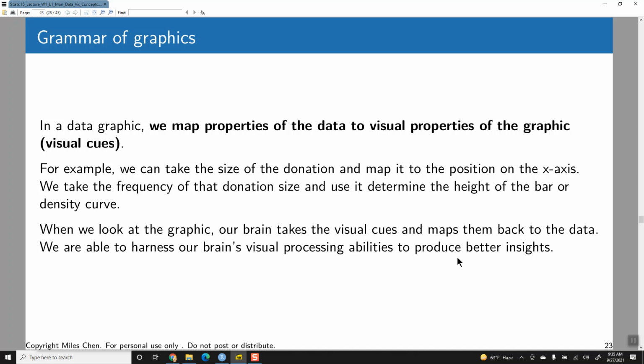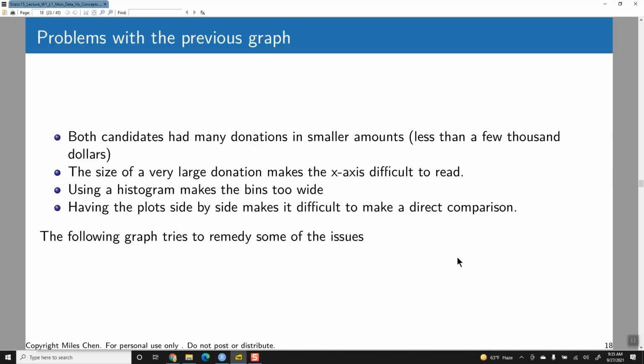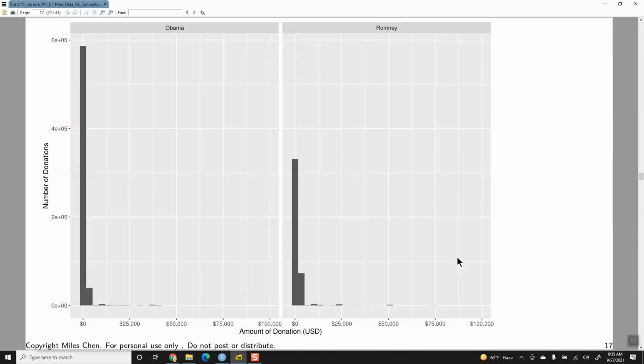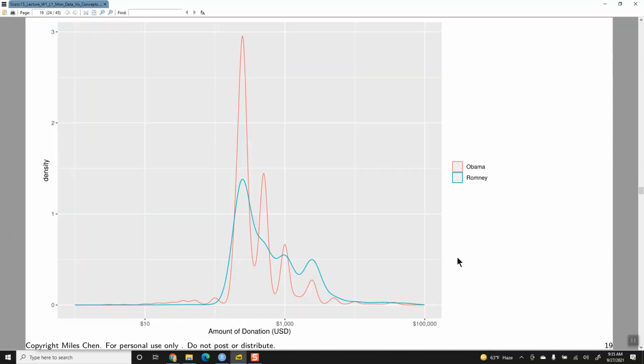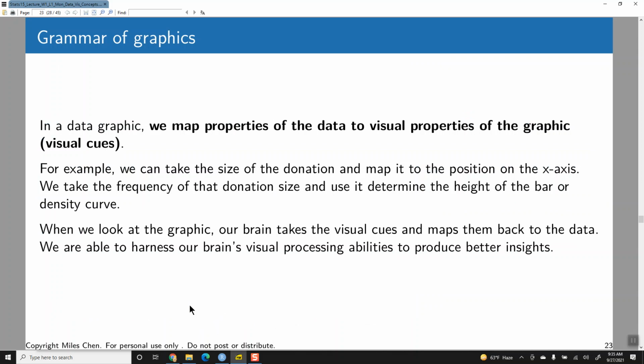So it takes an element in the data and puts it into a visual cue, something that we can see visually, right? If we think back to this plot here, it takes the size of the donation, how much money was given, and that determines where it appears on the horizontal axis. So the position on the x-axis is the visual cue, right? We see things on the left and we go, oh, those are smaller values. We see things on the right and we go, those are bigger values.